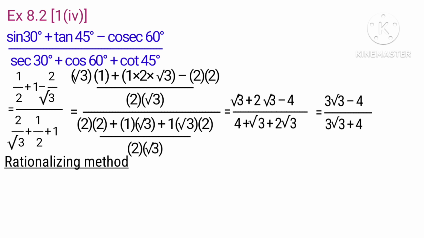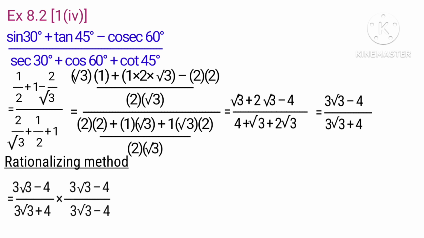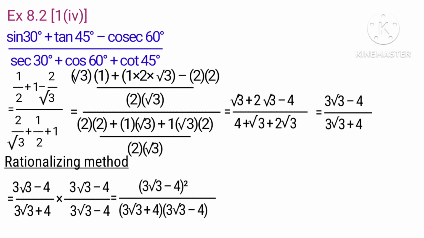So we write 3 square root of 3 minus 4 divided by 3 square root of 3 plus 4, into 3 square root of 3 minus 4 divided by 3 square root of 3 minus 4. The denominator has a plus sign, so we multiply with a minus sign. Now when we multiply both, we'll get 3 square root of 3 minus 4 to the power of whole square, and 3 square root of 3 plus 4 into 3 square root of 3 minus 4.